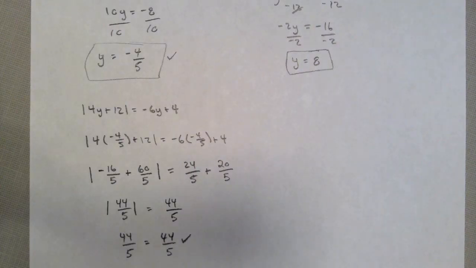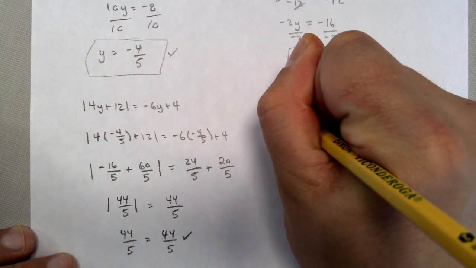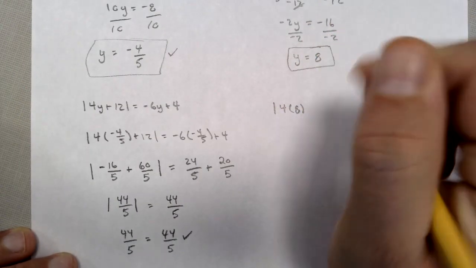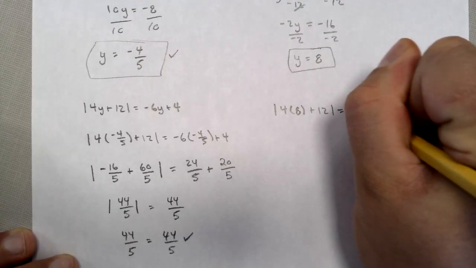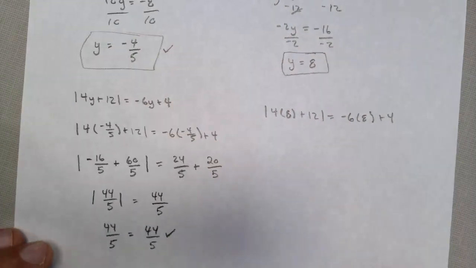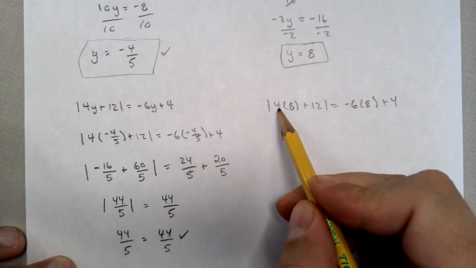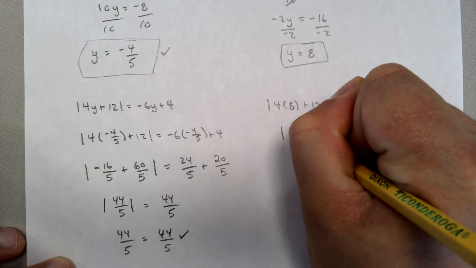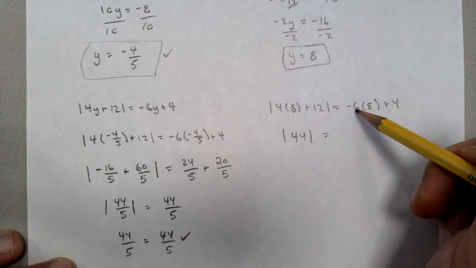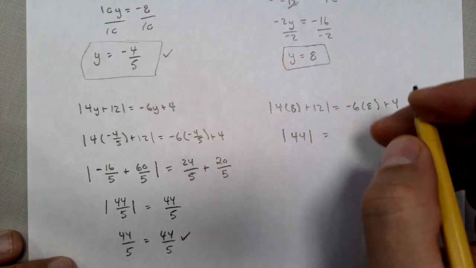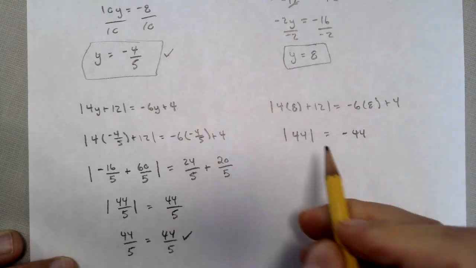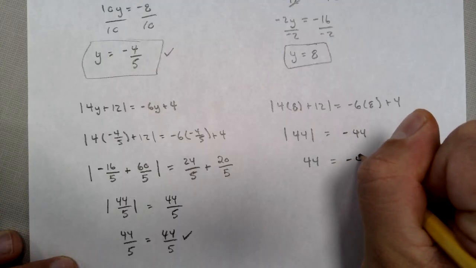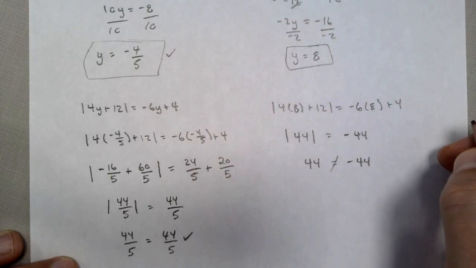And now let's check if 8 is a solution for us. So we have the absolute value of 4 times 8 plus 12 is equal to negative 6 times 8 plus 4. So we have the absolute value. 8 times 4 is 32, plus 12 is 44. Negative 6 times 8 is negative 48. Negative 48 plus 4 is negative 44. The absolute value of 44 is 44. So here we have 44 equals negative 44. That is not a true statement.